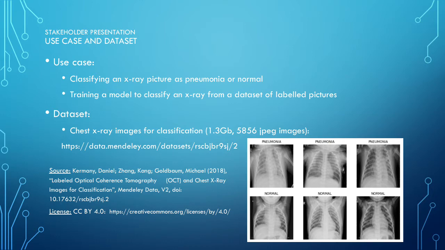We will be training a machine learning model to classify the images, which have a JPEG format, from a dataset of labeled pictures. The dataset is a group of zip folders containing 5,856 JPEG images from research done by the scientists listed below, which I can use freely for my project under the license CC BY 4.0, which is described in the link at the bottom of the slide. The label of the image is the name of folder they are saved in.